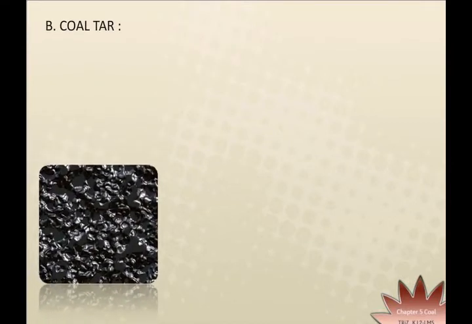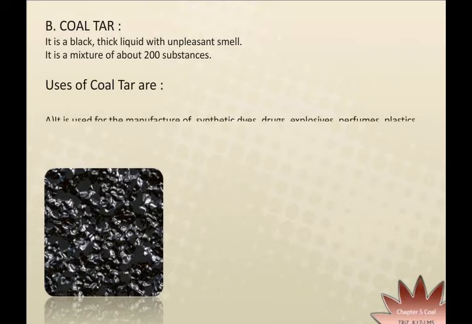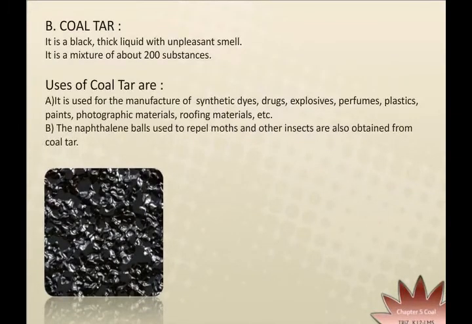Coal tar. It is a black, thick liquid with unpleasant smell. It is a mixture of about 200 substances. Uses of coal tar are: it is used for the manufacture of synthetic dyes, drugs, explosives, perfumes, plastics, paints, photographic materials, roofing materials, etc. The naphthalene balls used to repel moths and other insects are also obtained from coal tar.